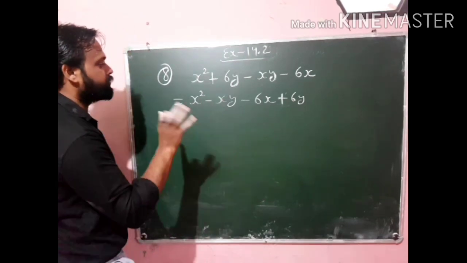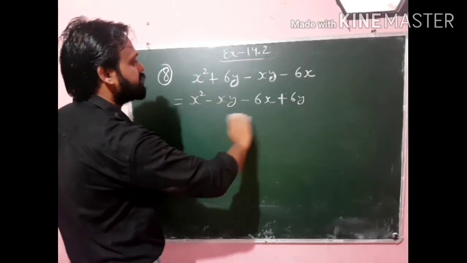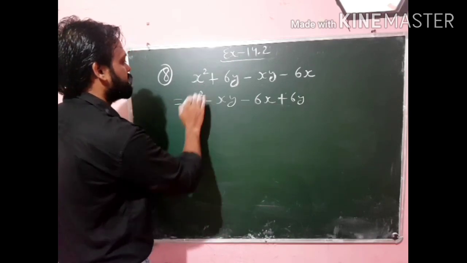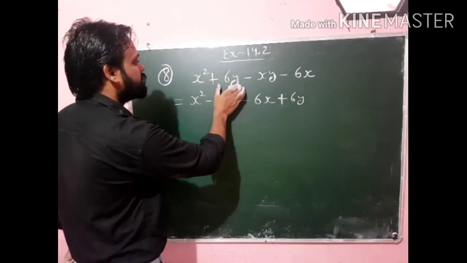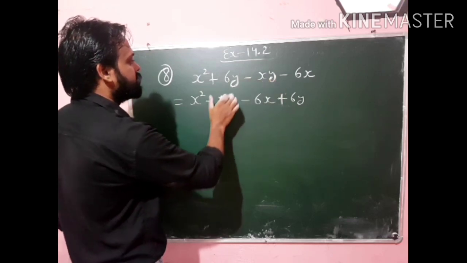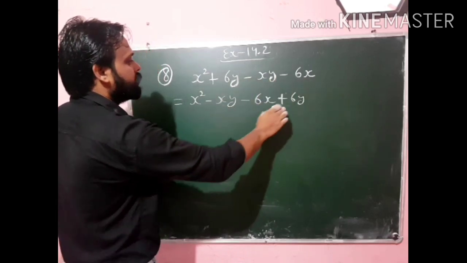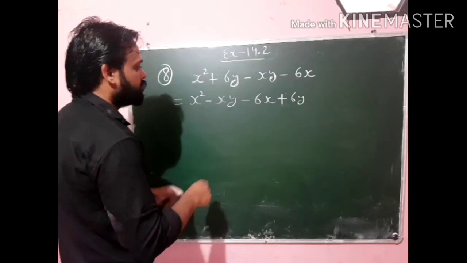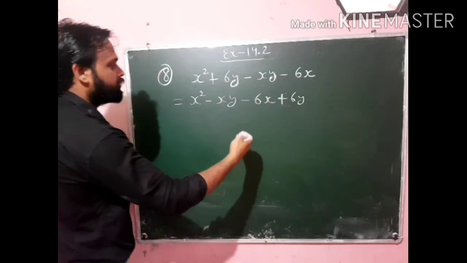But in this case, you must see one thing: while changing the places of the terms, we cannot change the signs of the terms. Means x square as it is, minus xy we have to take as it is, then this minus 6x, and then plus 6y we have to take as it is. So I hope this is clear to you. So now the next step, we have to follow the same steps again.